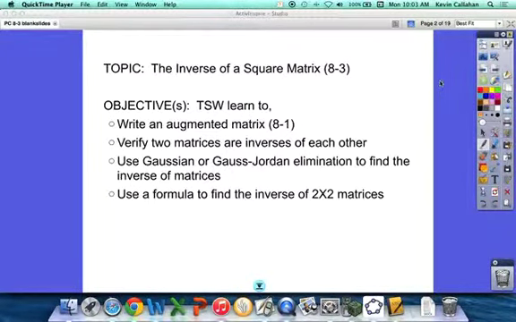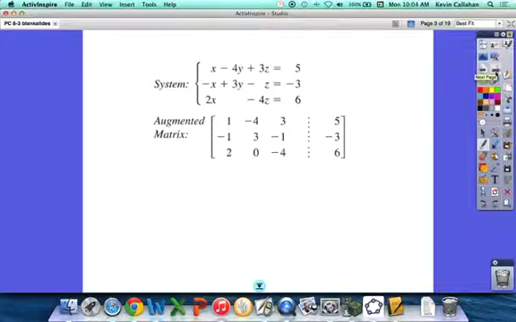Okay. So today we do the inverse of a matrix. And before we do that, we're going to be dealing with these. Anyways, this just ties together the systems of equations we did in chapter 7 with what we're doing now. And we're going to get back to this in the next lesson.